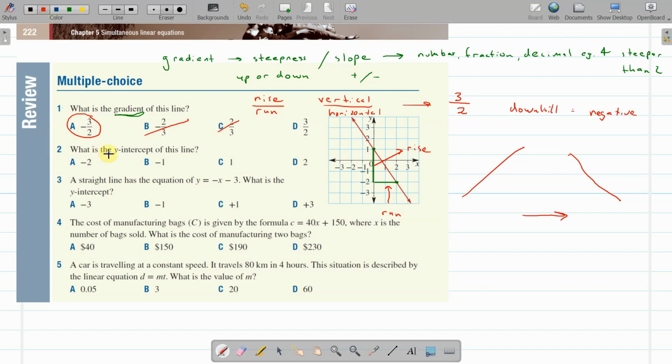Okay, next one, the y-intercept. Intercept means cutting across or coming in contact with. So this red line cuts across or comes in contact with the y. Now the y is the vertical, that black line labelled as y. Up and down here, the red line comes in contact with that at this point here, at 1. So that's the y-intercept.